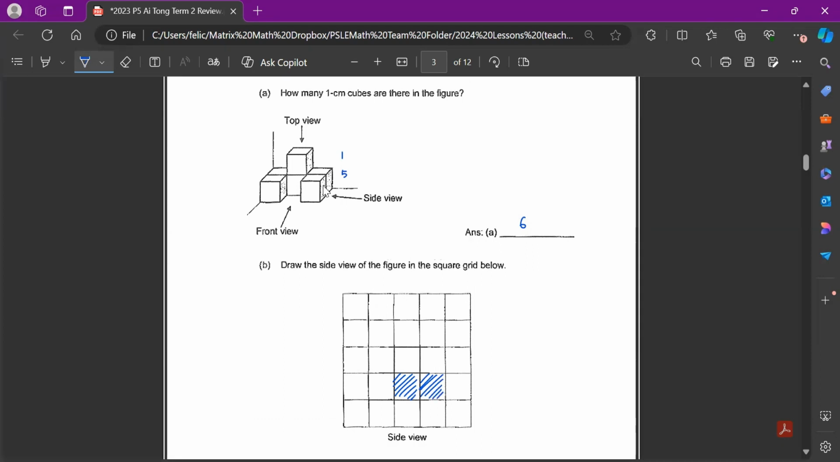At the top layer, we should see only 1 square. And this 1 square should be lying on top of this square, so on top of the one here. So we need to shade this one. Okay, so that's it. This is the side view.